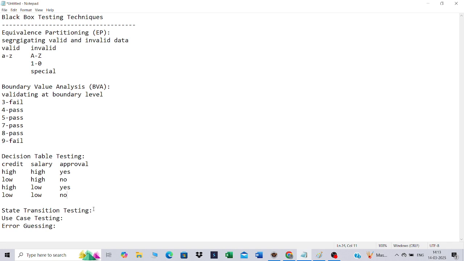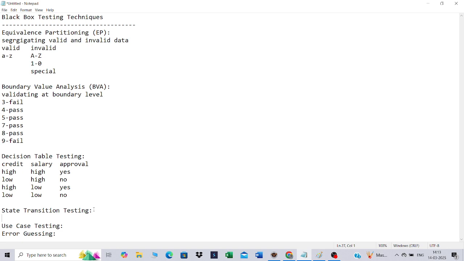So then comes state transition testing. What is state transition testing? Say, for example, some guy is trying to log into some other accounts, some other Facebook account randomly. If he makes three or four attempts, it should block him. That is what state transitioning is.